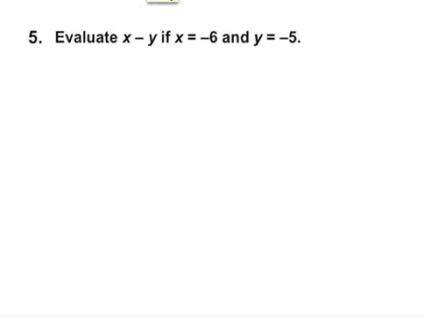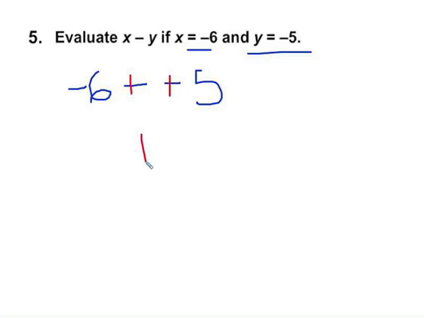Alright, so on your cumulative exam, you might see a problem like this, where it tells you to evaluate x minus y if x is equal to negative 6 and y is equal to negative 5. So in this case, we simply have to substitute the values for the variable. So I'm going to substitute in, it's going to be negative 6 minus negative 5. So I have a subtraction problem, so I'm going to do the same keep, change, change. Only I'm going to do my work right on this problem, so I'm going to leave the negative 6 alone, change, and change. So negative 6 plus 5, that's going to be 6 minus 5 is 1, but since this guy has the greater absolute value, my answer is going to be negative.